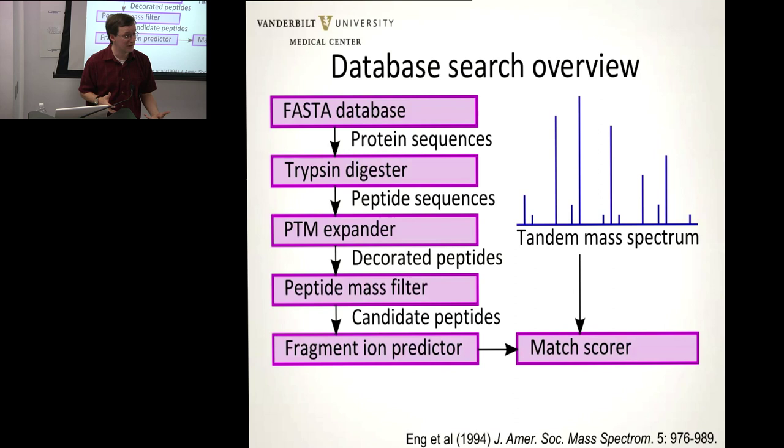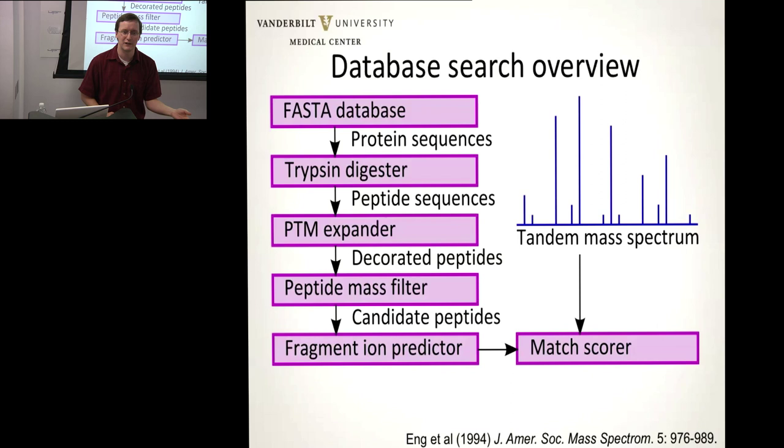Now we have to figure out which peptide sequences get compared to each spectrum. And this is really where the genius of the Sequest algorithm was so clever back in 1994. Because Jimmy Eng and John Yates realized you don't have to compare every sequence to every tandem mass spectrum. You only have to compare those sequences to a tandem mass spectrum that match its mass accurately.